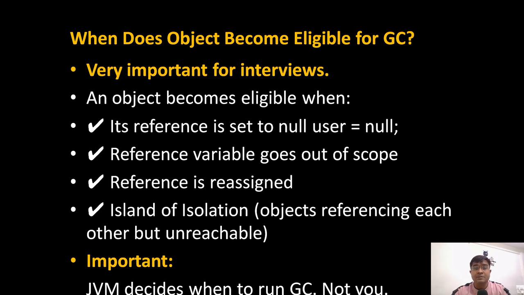Now, when does an object become eligible for garbage collection? It's very important from an interview point of view. An object becomes eligible when its reference is set to null, when the reference variable goes out of scope, when the reference is reassigned, and in an island of isolation, where objects reference each other but are unreachable. In these cases the garbage collection happens. Importantly, the JVM decides when to run the garbage collector. It's not the programmer, it's not us.